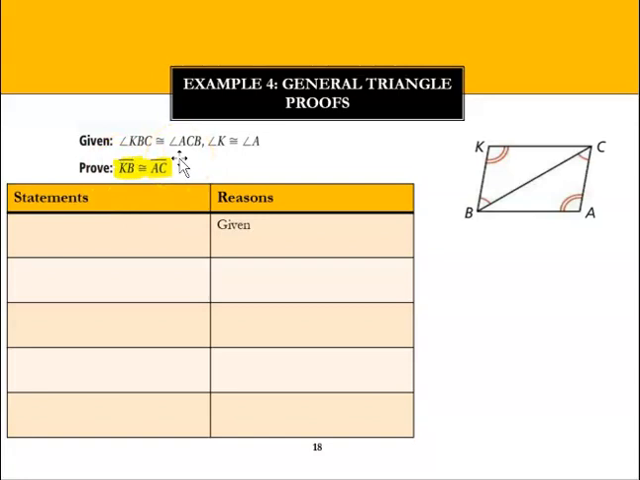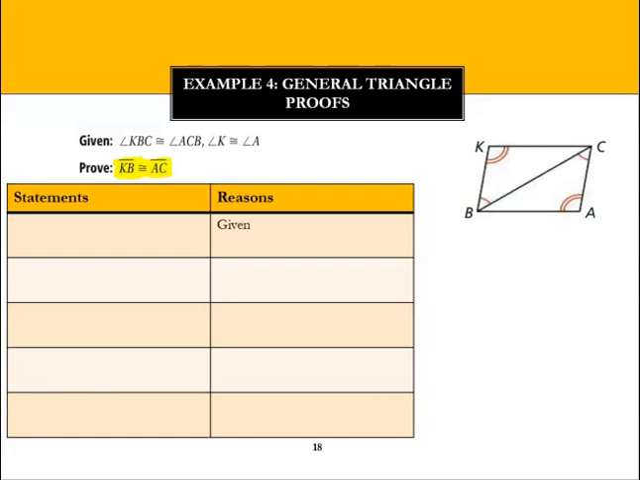Now, how do I go about this? What I'm looking to do here is a congruent triangle proof because I need that, right? By itself, using the facts in front of me, I cannot conclude that KB is congruent to AC. I need to go one step further. So I need to get those congruent triangles first, which will then allow me to do this. So how would we start?